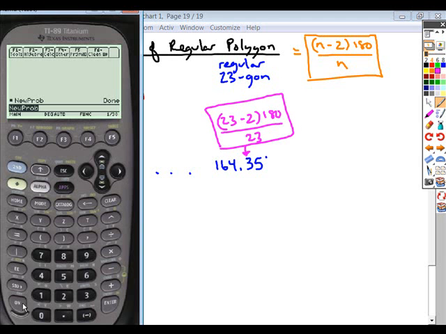So again, if I were to calculate that, (23 minus 2) times 180 divided by 23, put it in decimal form, okay, so there's my answer. Does that make sense? Would that be an angle that you would expect with something with 23 sides? It's getting closer, it's getting larger and larger, right, as you increase.